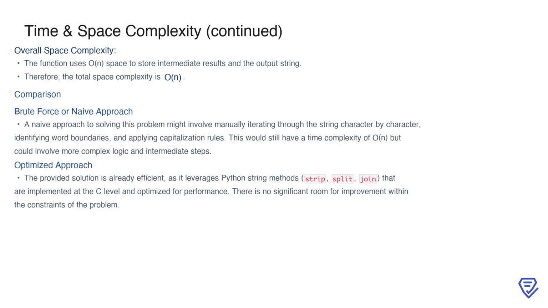Comparing this approach to a naive method, a brute force solution might involve manually iterating through the string character by character, identifying word boundaries, and applying capitalization rules. While the time complexity of such an approach would still be O(n), it would likely involve more complex logic and require additional intermediate storage. In contrast, the optimized solution provided here leverages Python's built-in string methods, such as strip, split, and join, which are implemented at the C level for efficiency. These methods streamline the process and ensure that the overall time and space complexities remain O(n). This makes the function both efficient and easy to understand.